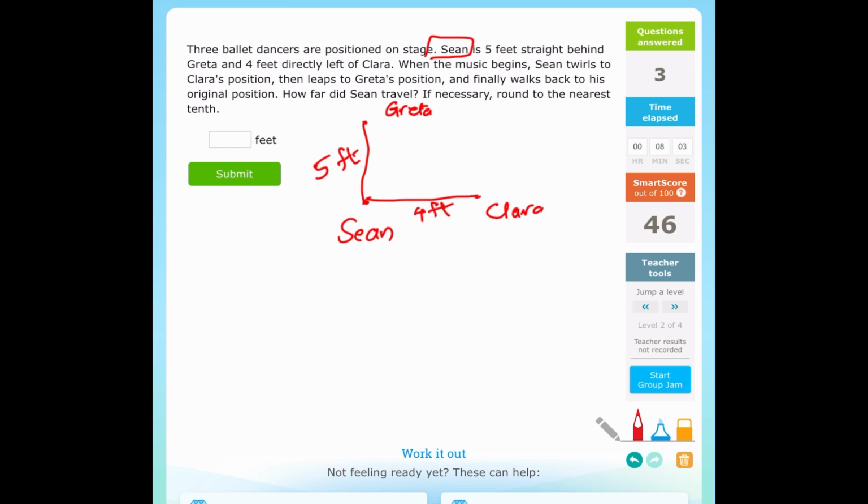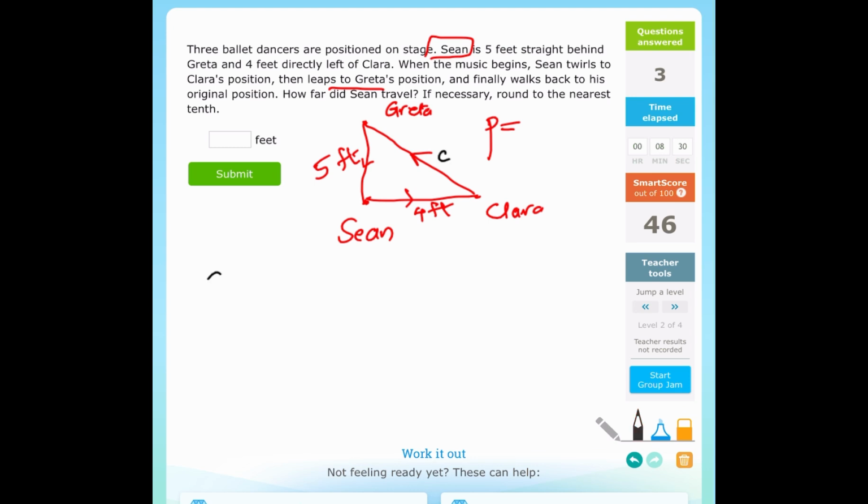When the music begins, Cn twirls to Clara's position. That means he's going this way, and then over to Greta's position, which means we need to fill this side. And finally, he walks back to his original position. How far did Cn travel in total? That means the question is asking us to find the perimeter. In order to find the perimeter, we need this missing side, which is C.